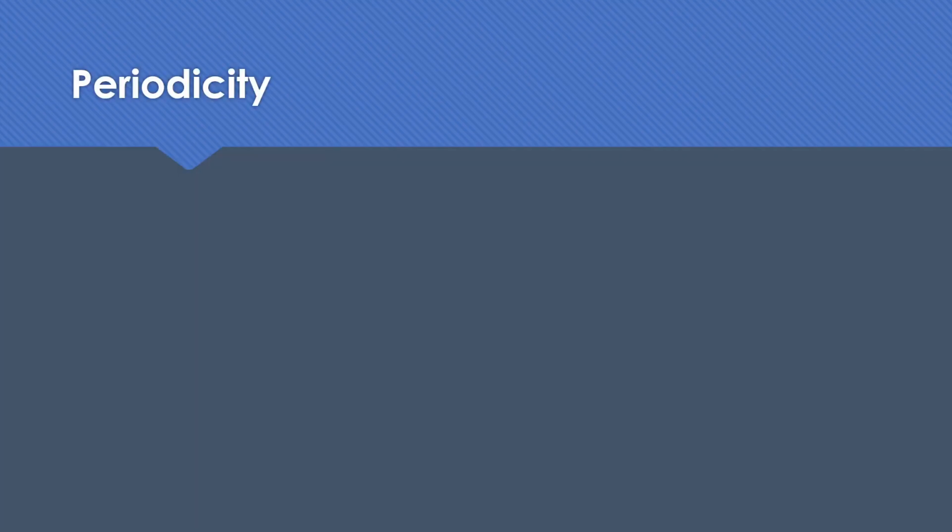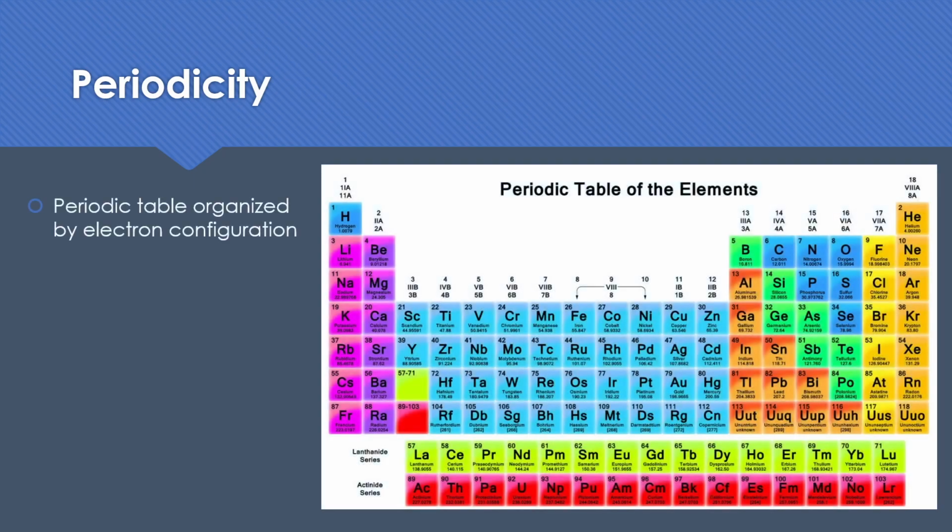So let's talk about the periodicity of the elements. Remembering that the periodic table is named for a reason, the periodic table is actually organized by electron configuration. We call it periodic because the attributes or properties of the elements periodically repeat.